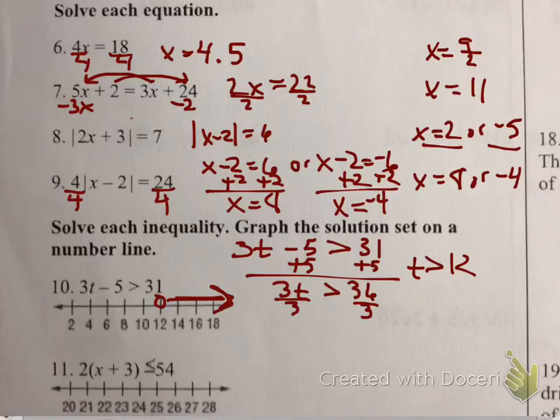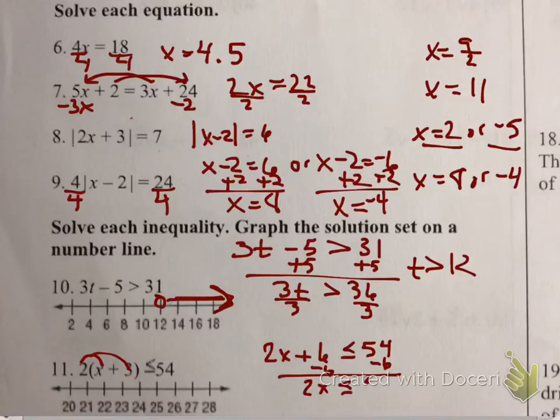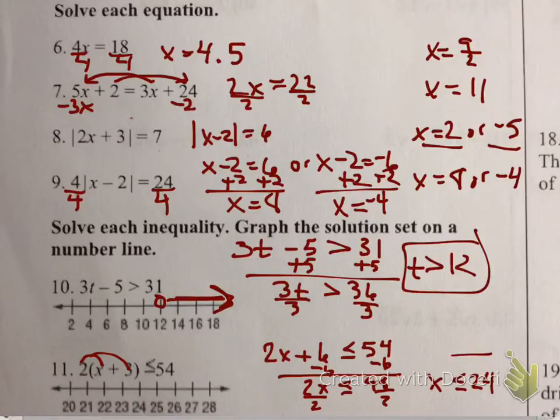This one, a couple of different ways you could do this. Let's say you decide to distribute and you have 2x plus 6 is less than or equal to 54. Subtract 6, you get 2x is less than or equal to 48. Divide by 2, you get x is less than or equal to 24. So there are those numerical answers, but 24 is a closed dot because of this line underneath, and you shade to the left.